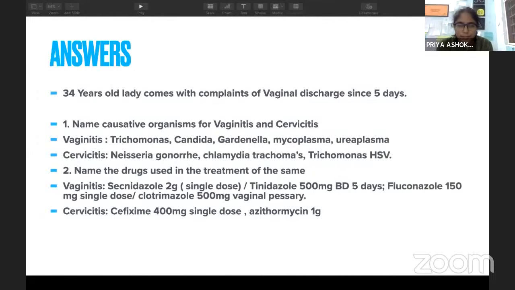So causative organisms: trichomonas, candida, gardnerella, mycoplasma, ureaplasma. Cervicitis, you can have gonorrhea, chlamydia, even trichomonas, HSV. And drugs which are used, according to the regime that is given for vaginitis, you can use secnidazole and tinidazole. You told metronidazole, fine. You can also use fluconazole or clotrimazole, meant for candida. And for cervicitis, that is if you identify it as cervicitis on examination, then cefixime 400 mg single dose or azithromycin 1 gram, again single dose. Okay, so I'll give you everything here.